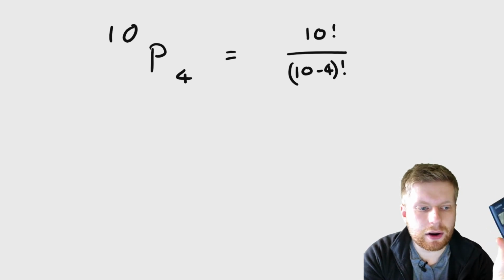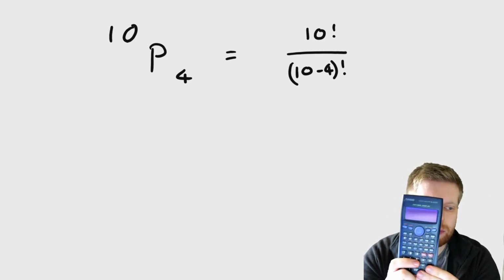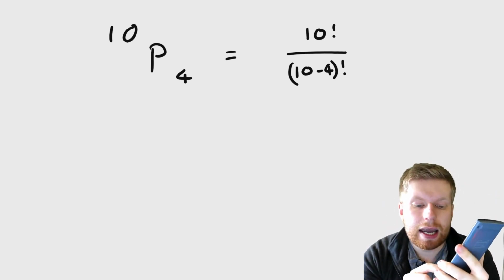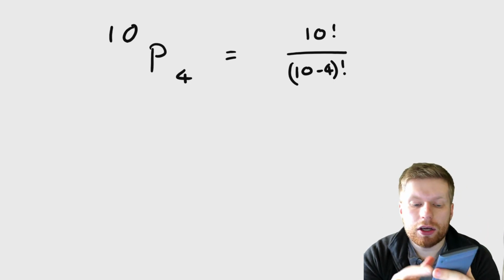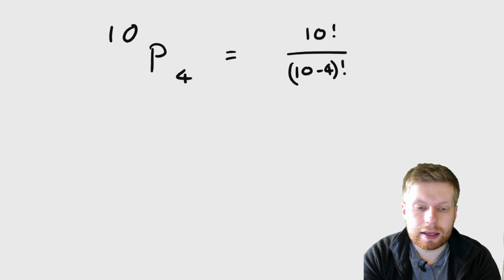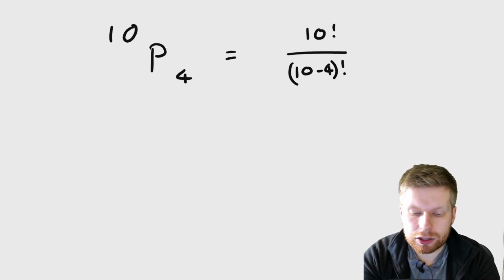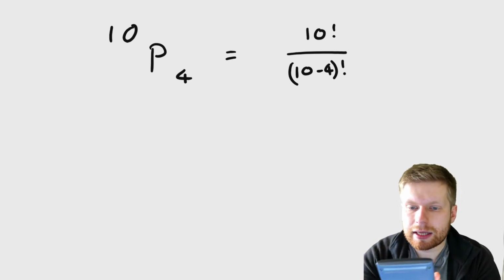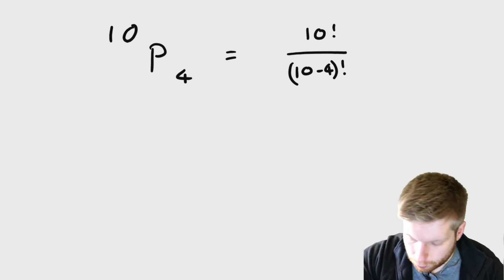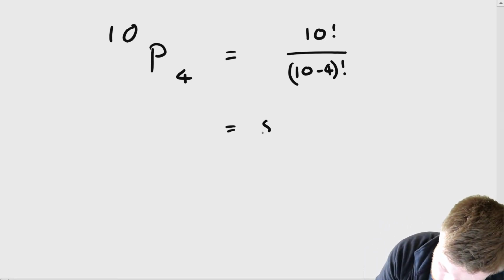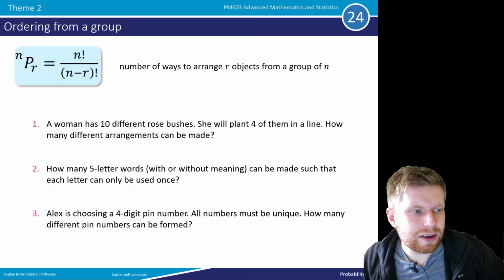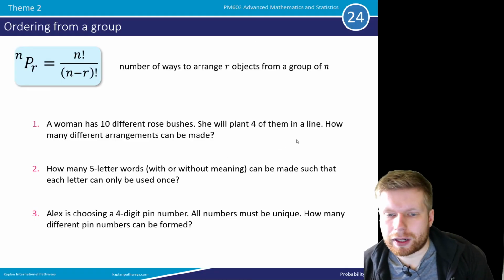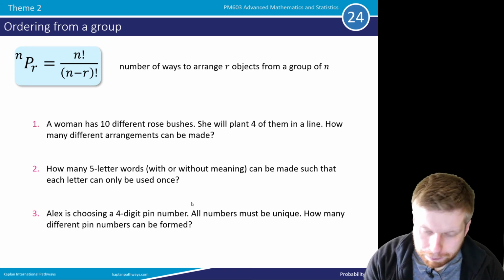If you've got a scientific calculator, the P button may be in a slightly different place, but on my calculator, it is just above the multiplication symbol, down here in the bottom left, okay? So I can just simply type 10, then bring up the P, and then I can type 4, and then press enter, and that will give me 5,040, okay? So there's 5,040 different possible ways of starting out with 10 rose bushes and then planting 4 of them in a line. Let's have a look at the next question.